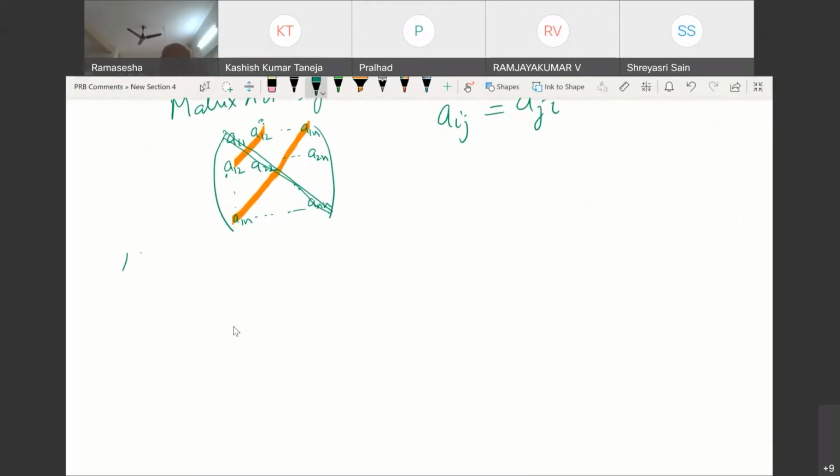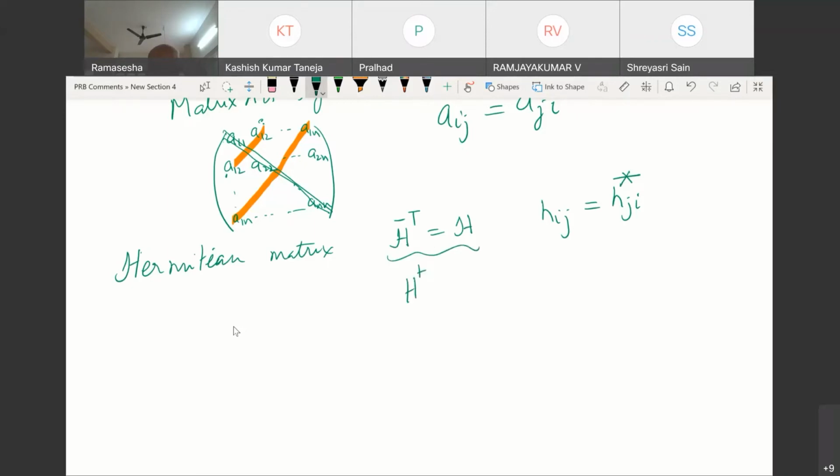And then let me go to other types of matrices. Hermitian matrix: H transpose equal to H, okay, that means Hij is equal to Hji star. So it's also written as H dagger equal to H. Such matrices are called self-adjoint matrices because the adjoint of the matrix is itself.